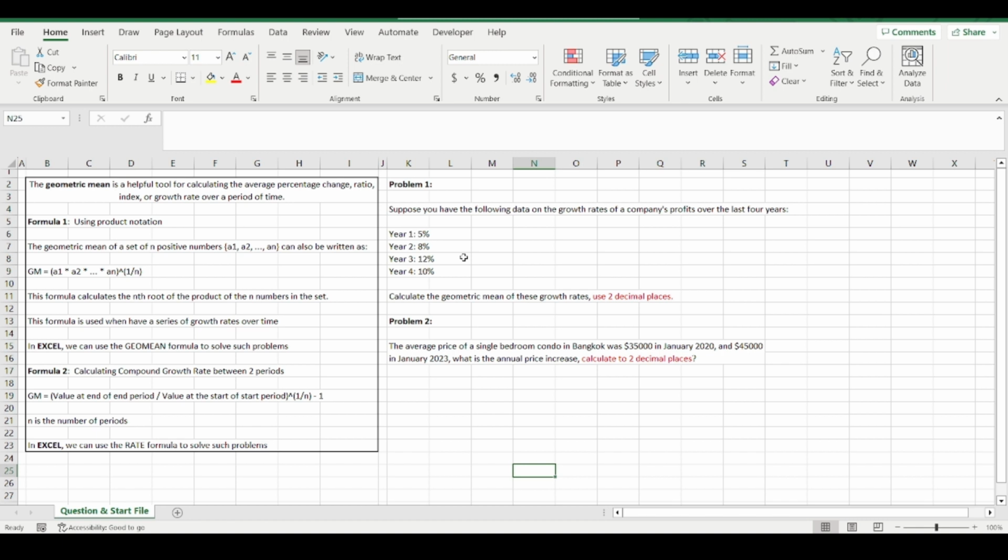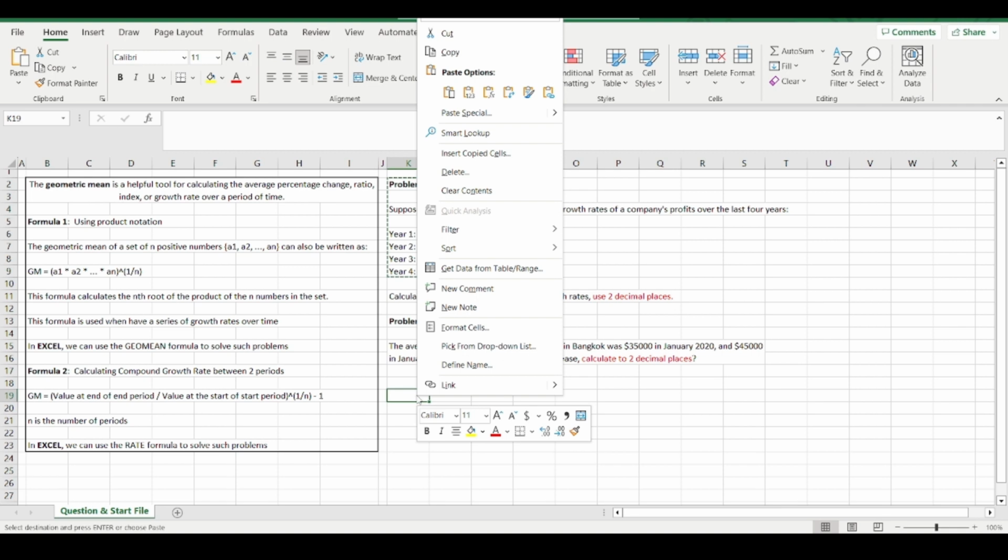By the way, you may be tempted just to add the 5%, 8%, 12%, and 10% up and divide it by 4, but that wouldn't give us the right answer. It's the nature of the mathematics. Okay, so here we go. What I'm going to do is copy this down and paste it.